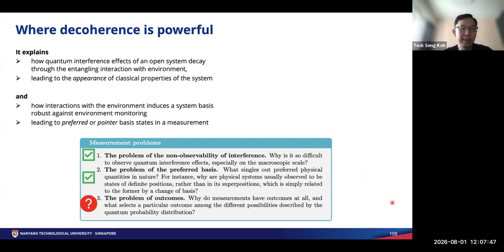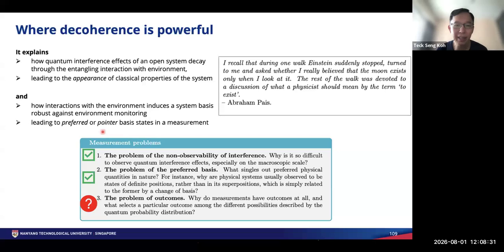Why is it powerful? It's because it explains how quantum interference of an open system decays, leading to the appearance of classical properties. Why does your double slit interference disappear when you have, say, an air chamber instead of a vacuum? And it tells you that interactions with the environment induce a system basis that can be robust or not robust against the environment observing or monitoring your states. And therefore, when you know the interaction between system and environment, it tells you what the pointer states, or the preferred robust states, are.